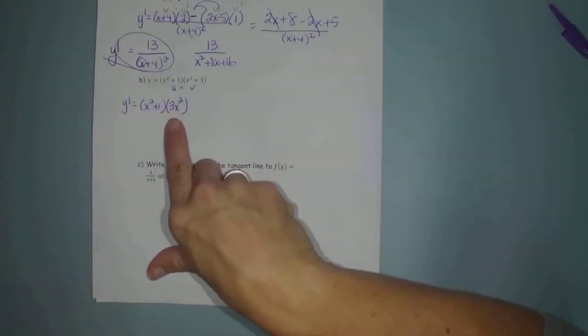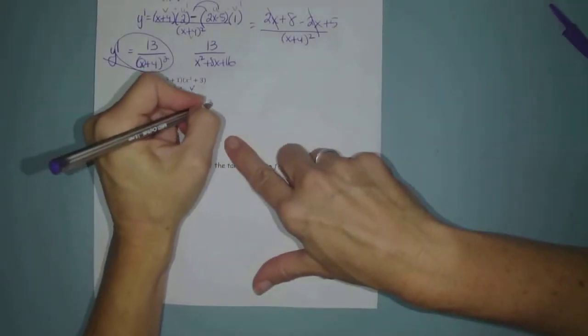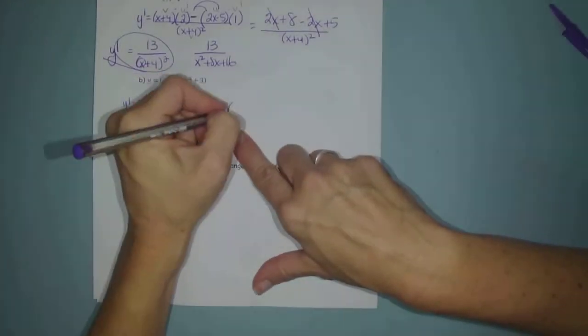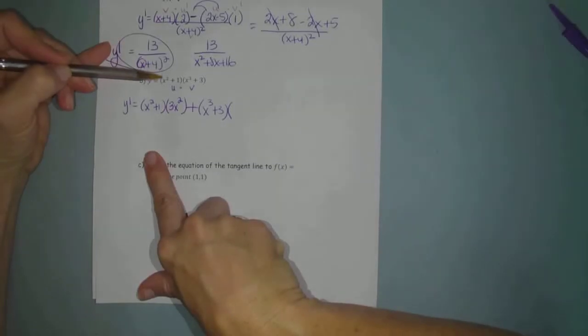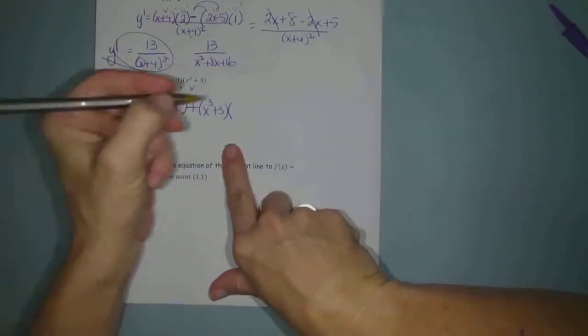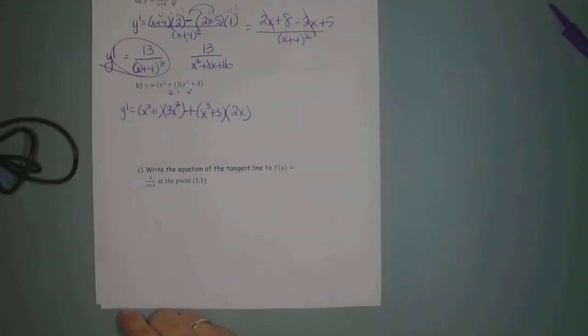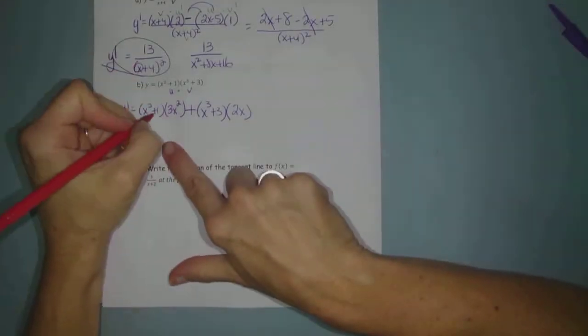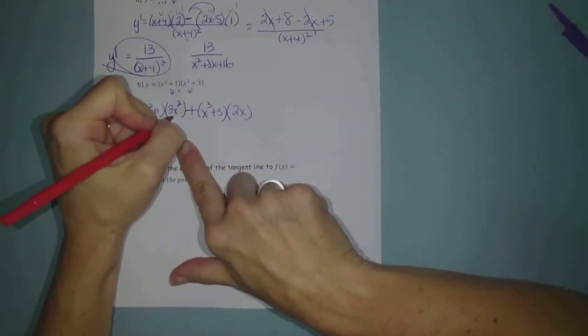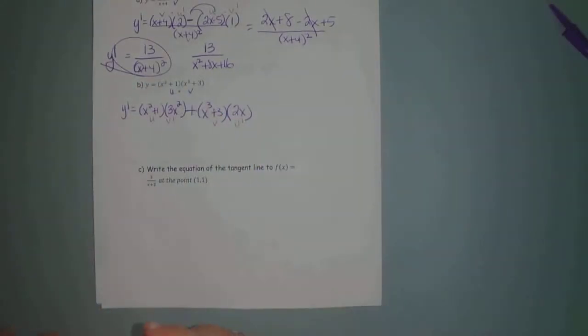So first times derivative of second plus second, x cubed plus 3, times the derivative of the first, and the derivative of x squared plus 1 is 2x. Okay, so again, if I'm using the notation, that was u v prime plus v u prime.